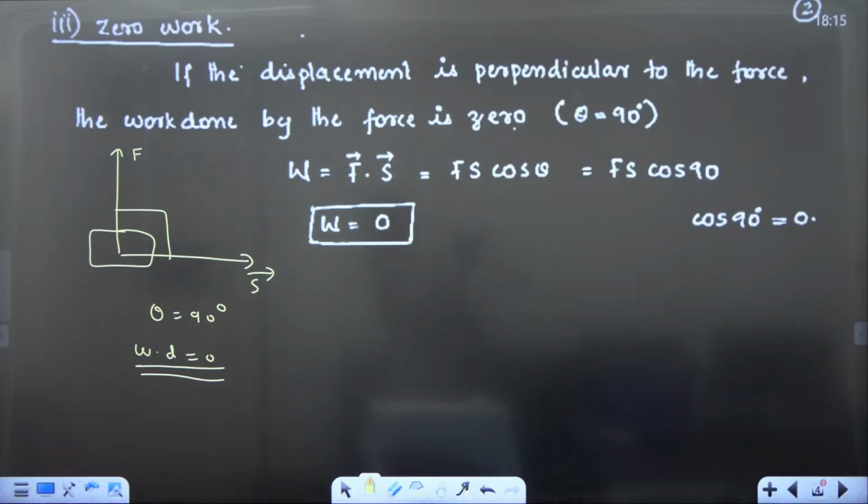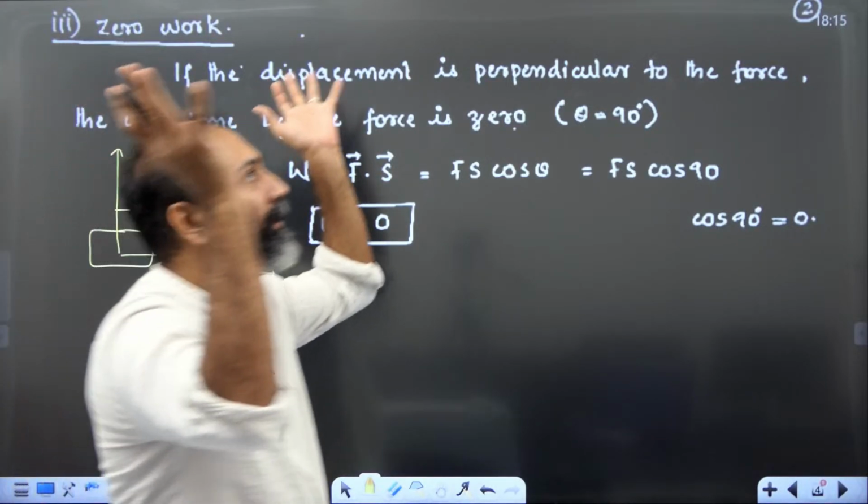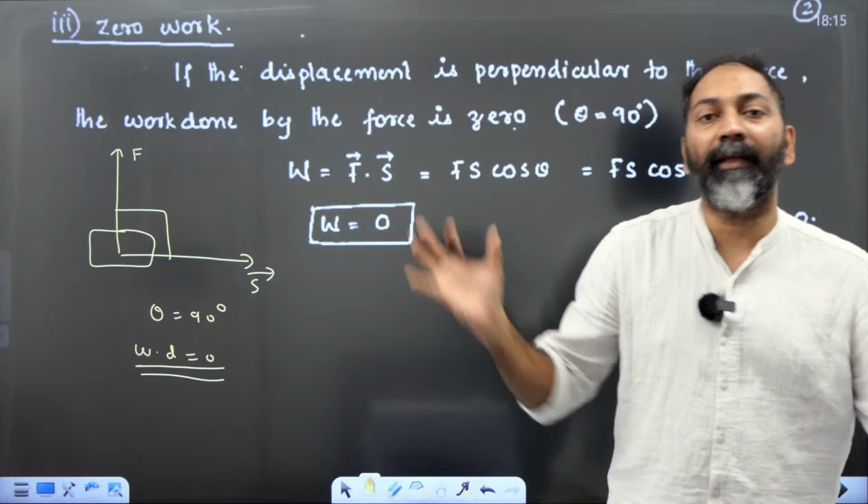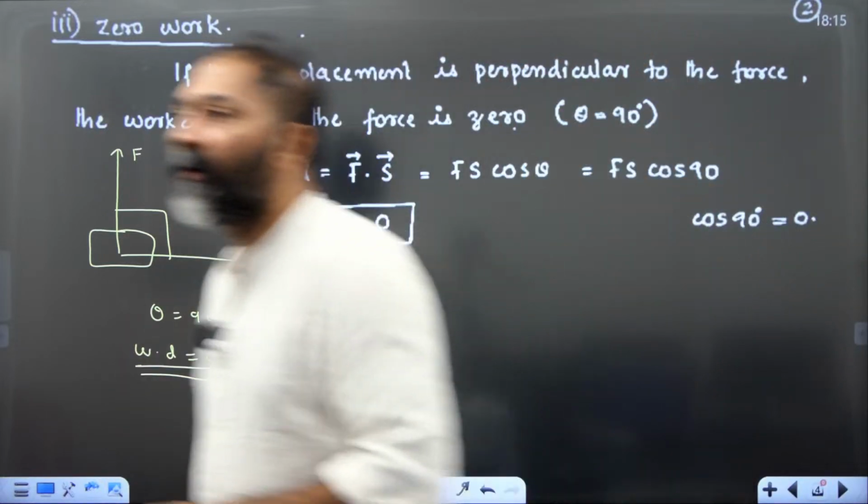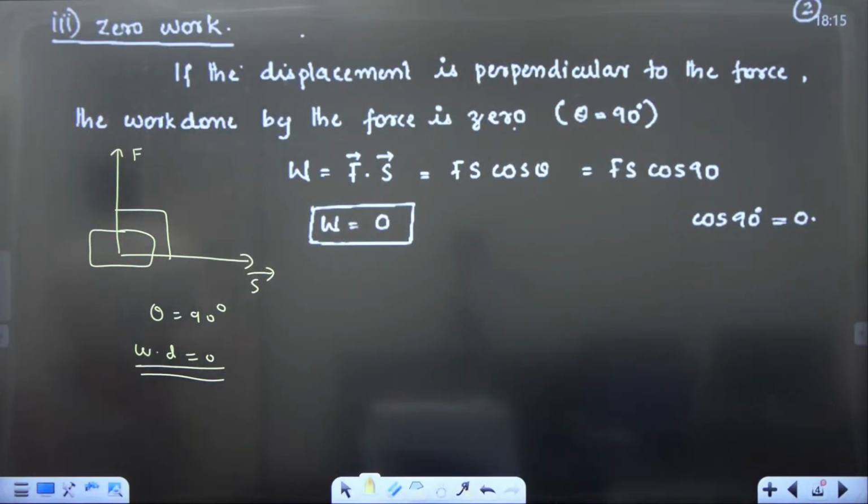So with this we can understand the work done by a head load worker. Head load worker എന്ന് പറഞ്ഞാൽ തലച്ചുമടായിട്ട് നടക്കുന്ന ആള്, പോർട്ടർ, കൂലി, അവരൊക്കെ വർക്ക് ഡൺ എത്രയാ? 0 ആണ്. Why? Because force and displacement are perpendicular to each other.